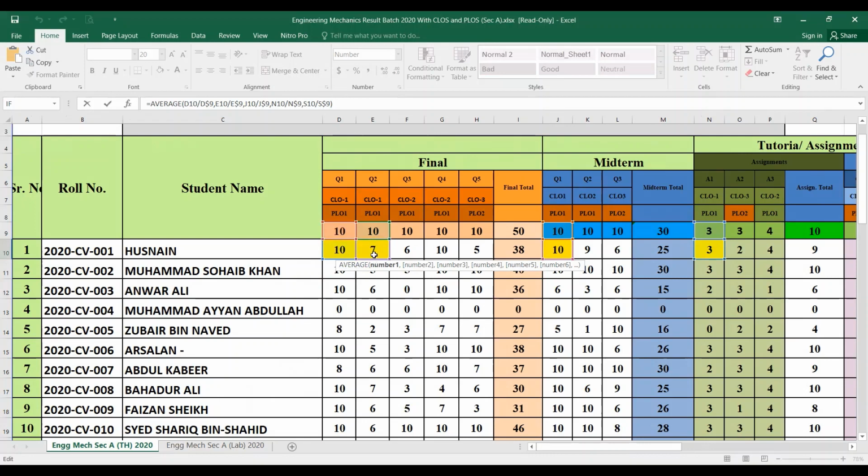Then E10 divided by E$10, because you have to fix this, because it is the total marks of question number 2. These both are the questions mapped with the CLO1. So you have to put this one. Then you have to go into the midterm. Question number 1: this is J10 divided by J$9. Then for the assignment, this is N10 divided by N$9.